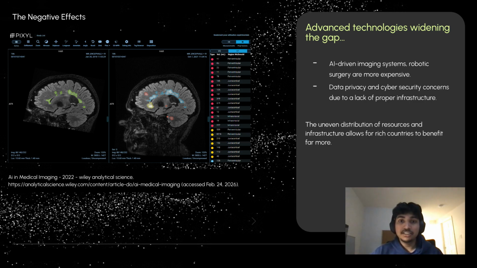However, information technology has also widened the healthcare gap in several ways. Advanced technologies like AI-driven imaging systems, robotic surgery, and personalized medicine remain far more accessible in wealthy countries due to high costs, strong digital infrastructure, and skilled workforces. Many poorer countries still struggle with unreliable internet access, limited electricity, and a lack of trained professionals, making it difficult to fully adopt these technologies.